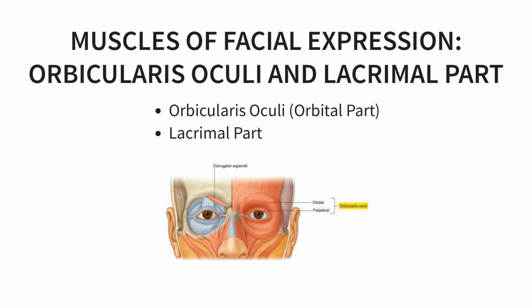The orbicularis oculi muscle has an orbital part that originates from the medial orbital margin and inserts via the medial palpebral ligament, aiding in the forcible closure of the eyelids. The lacrimal part originates from the lacrimal bone and aids in squeezing the lacrimal bulb. Both parts are innervated by the facial nerve 7.